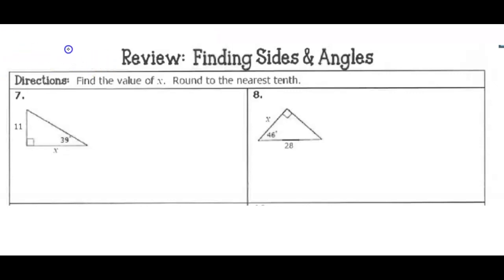All right, so for number 7, I have a 39-degree angle. We always start with the acute angle wherever it is, okay? 39 on this one, 46 on this one.